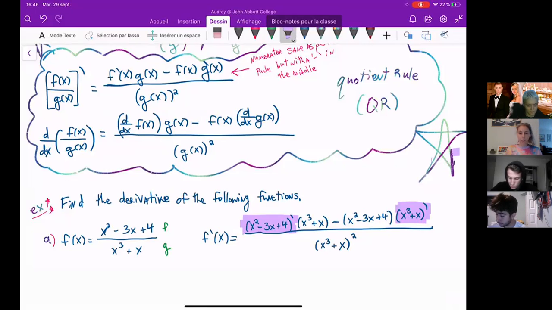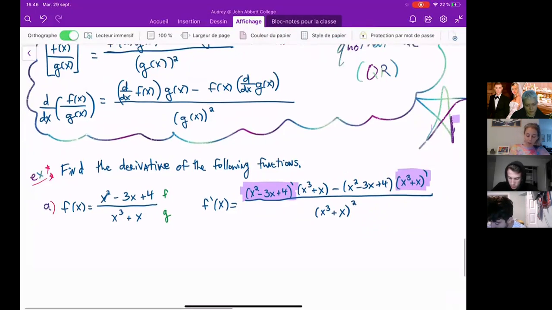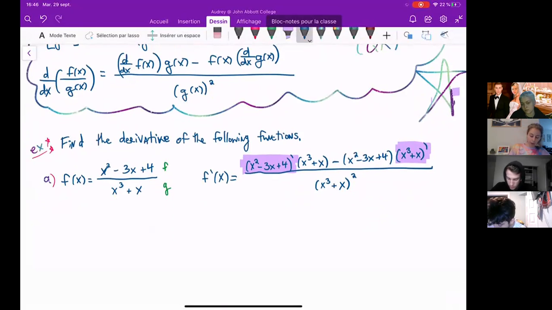So first I stuck things in the quotient rule. Now I'm going to take those derivatives. So F prime of x is equal to, what's the derivative of x squared minus 3x plus 4? 2x minus 3. Ta-da, 2x minus 3. There was no prime on the x cubed plus x, so I don't touch it. There was no prime on this x squared minus 3x plus 4, so I don't touch it.